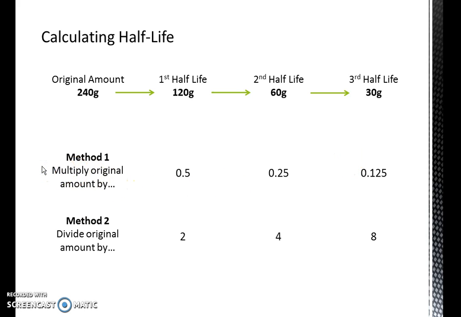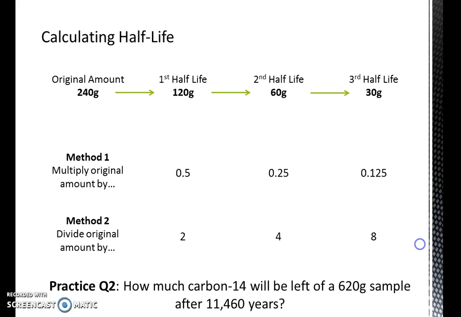The second method is to divide. So you could take your original 240 grams and divide by 2 for the first half-life. For the second, you would divide that 240 by 4, and then the third half-life divide by 8. So try this one. How much carbon-14 will be left of a 620 gram sample after 11,460 years? First you need to think about how many half-lives this amount of time would be for carbon-14.